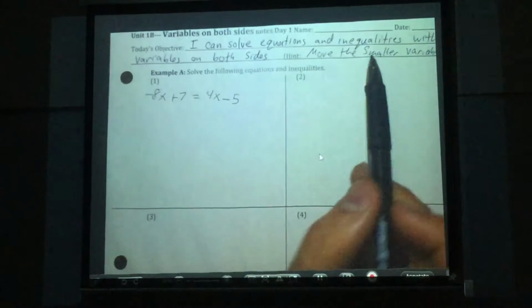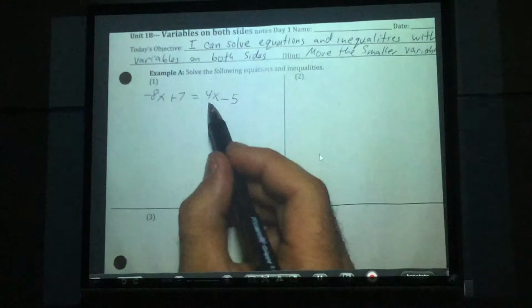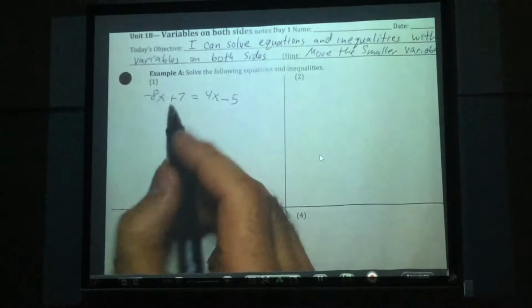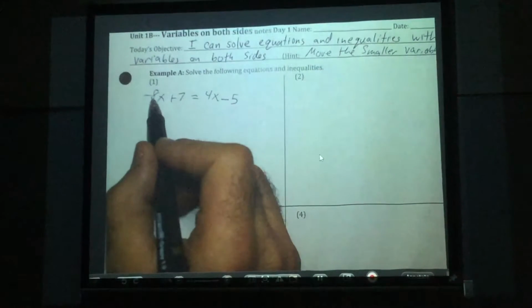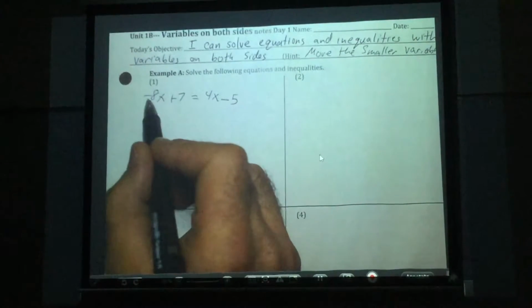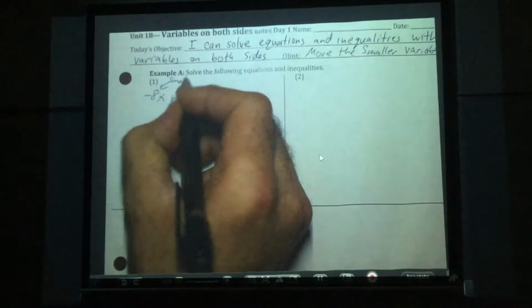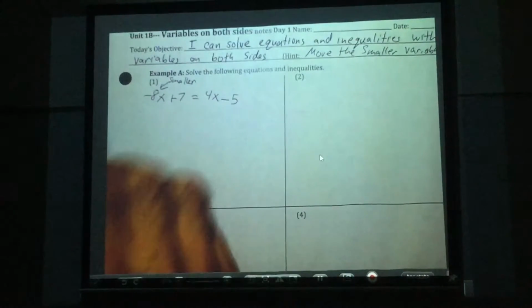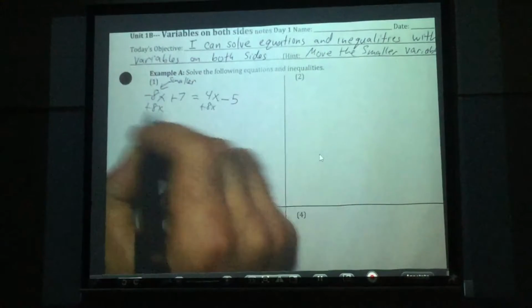Okay, now, we have negative 8x and we have positive 4x. What you need to do is move the smaller one. Now, we have negative 8 and 4. Now, 8 is a bigger number than 4, but negative 8, since it's negative, is actually the smaller one. So, since this is smaller, go ahead and label it as the smaller one. Alright, we're going to get rid of that one by adding 8x to both sides.